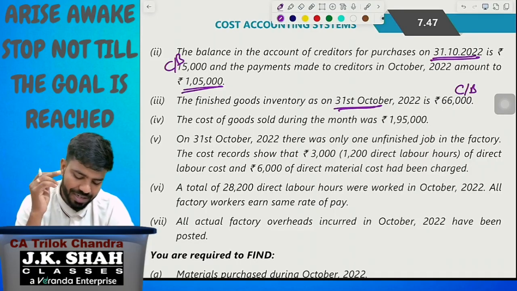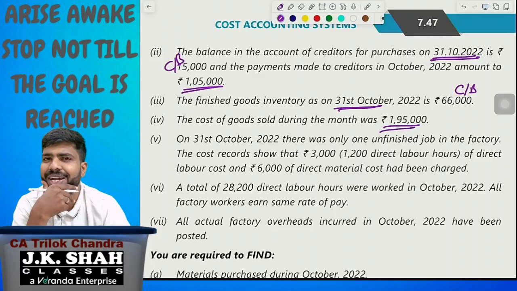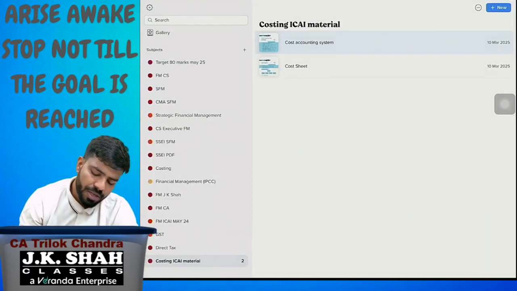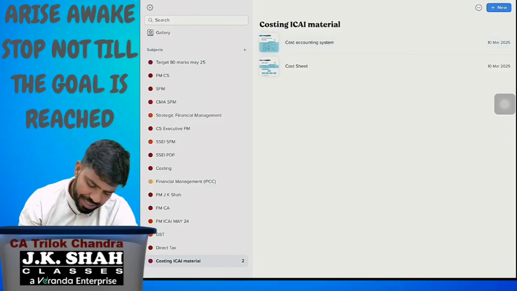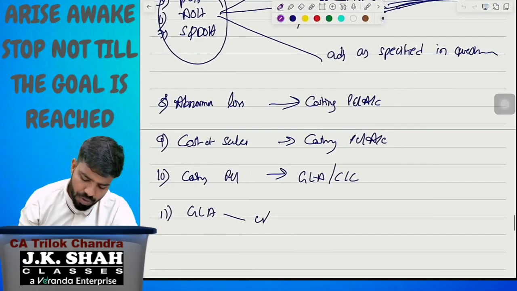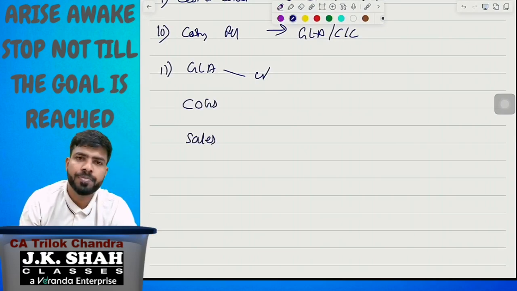Are you understanding? Next. Cost of goods sold during the month, 1,95,000. What is the entry that we can pass for the cost of goods sold? And one more thing. At the time of discussing closing entries, I need to discuss one more point. We should know what is the entry that we can pass for the cost of goods sold and then sales.